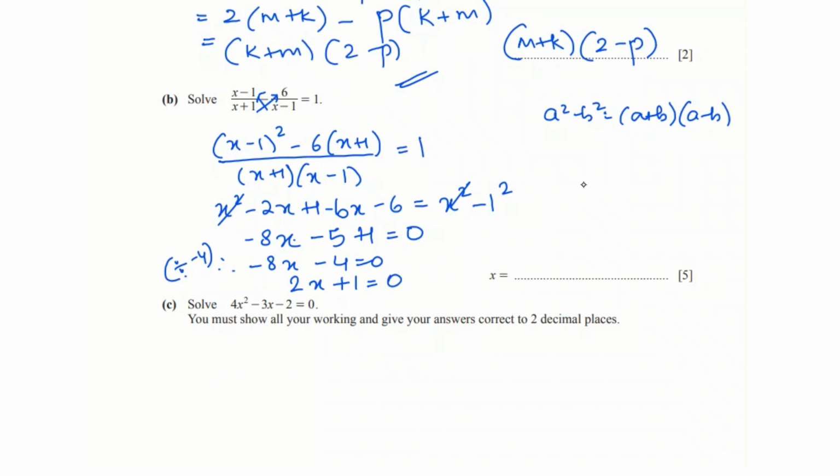Therefore 2x plus 1 is equals to 0. Therefore x is equals to minus 1 upon 2. So x's value is minus 1 upon 2. This is for 5 marks.